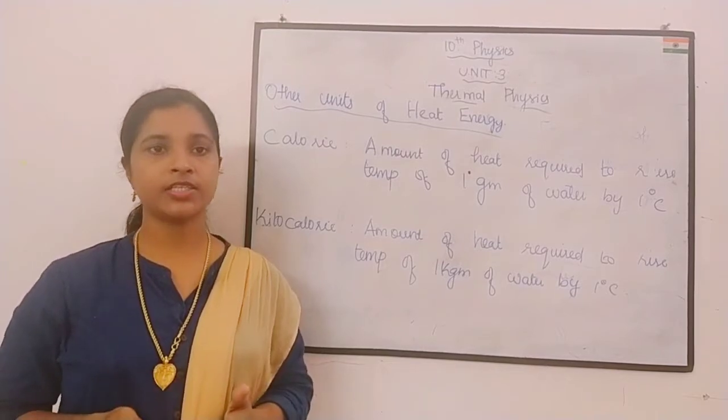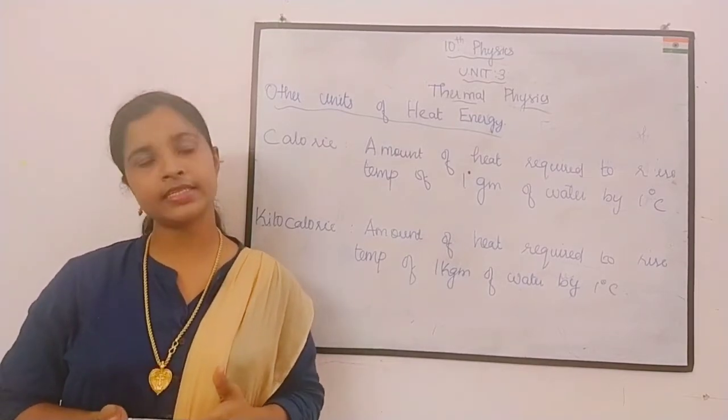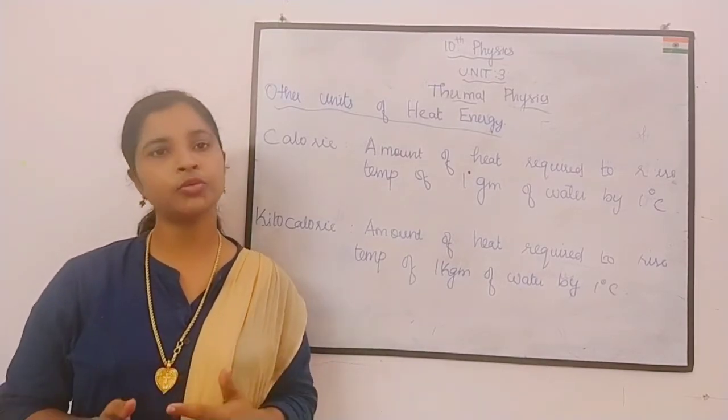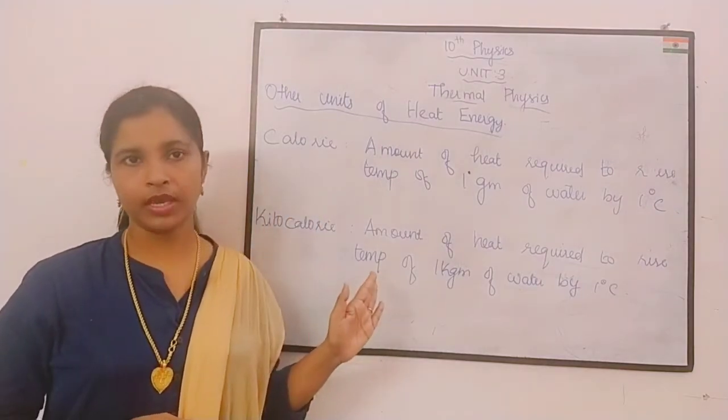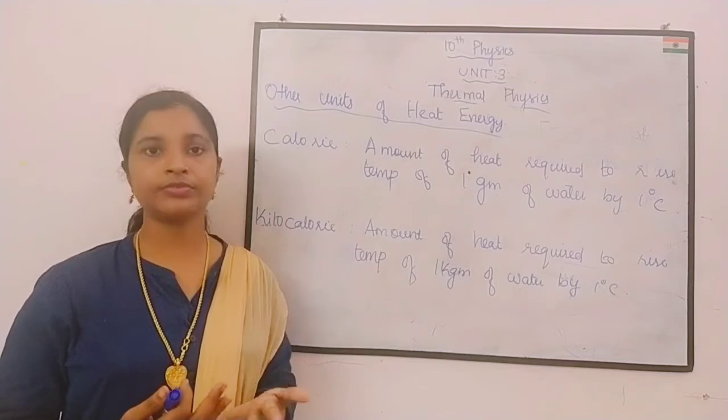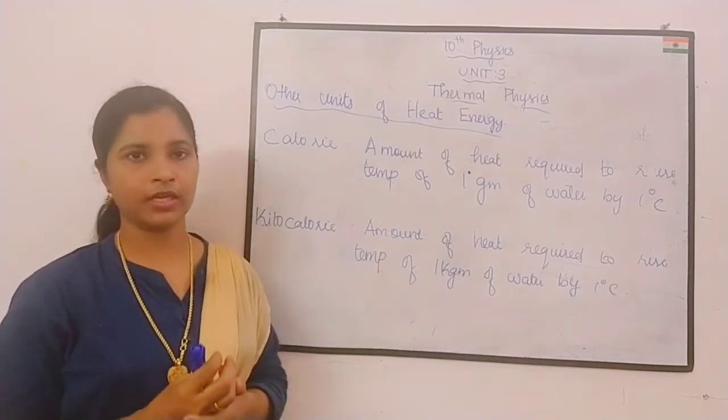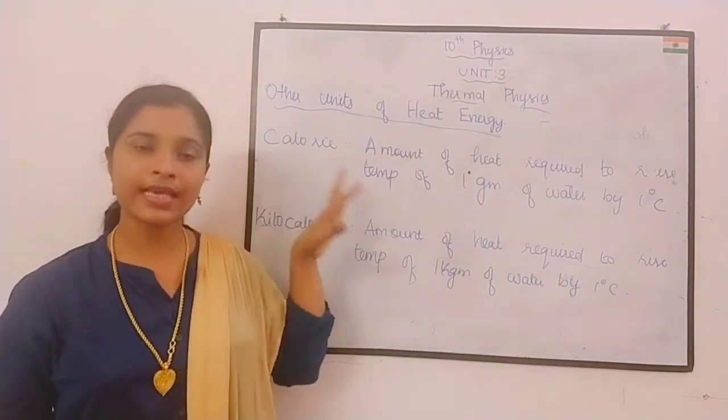So as I already told, the SI unit of heat is Kelvin. There are some other units also, that is calorie and kilocalorie. Okay, these are also other units of heat. So let us discuss what is calorie.